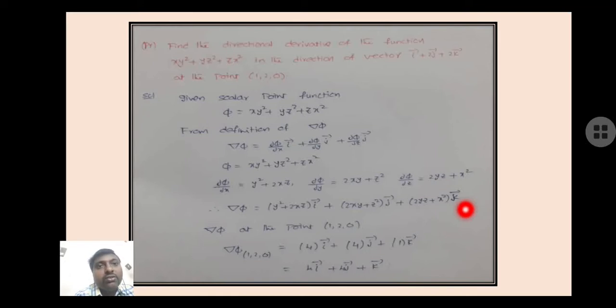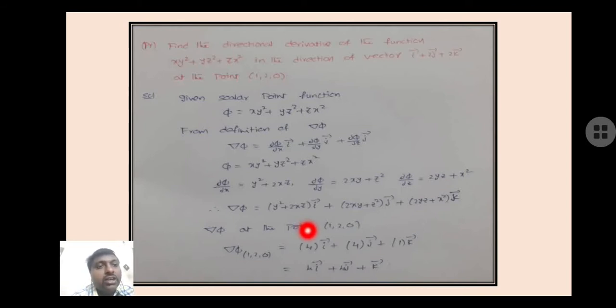Now we try to find the directional derivative of the scalar point function at that particular point (1, 2, 0). So that's why I am calculating the gradient del phi at the point (1, 2, 0). Now I am replacing these values in the gradient. I am getting del phi at (1, 2, 0) by replacing the values here.